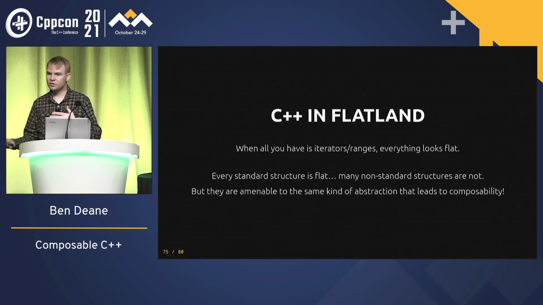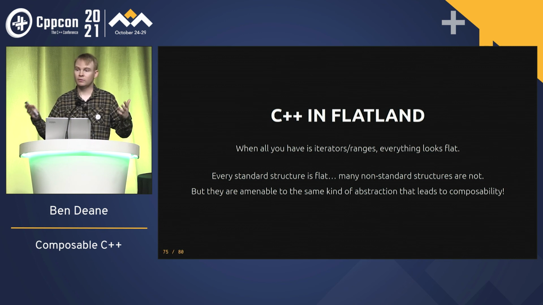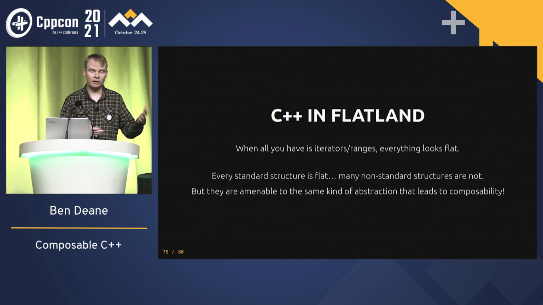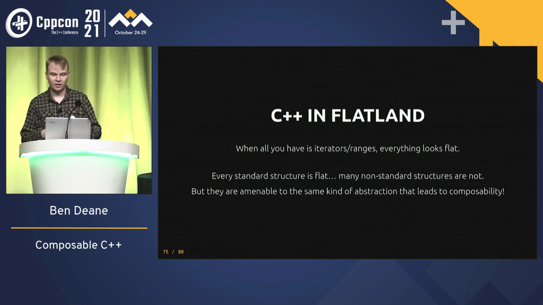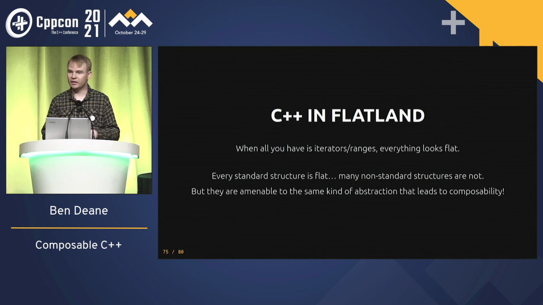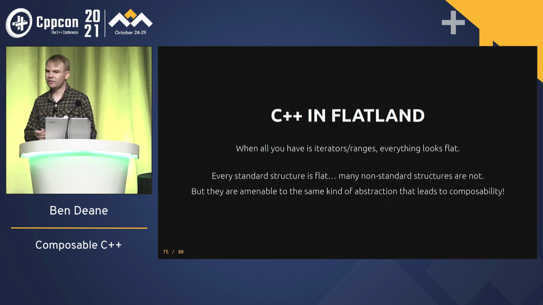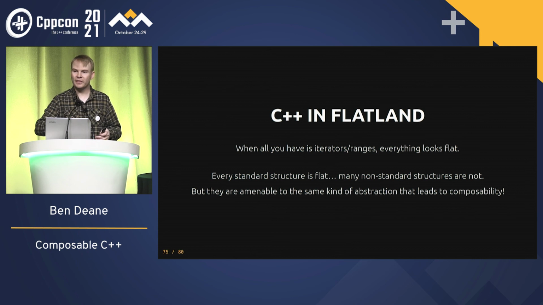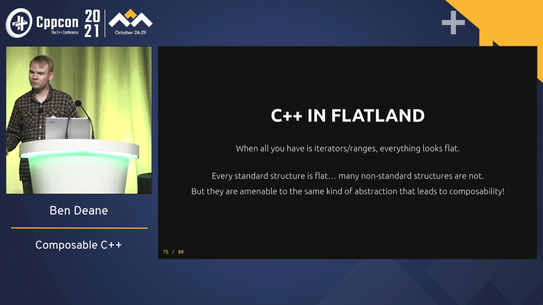So iterators are great. They decouple, and ranges are great. They decouple algorithms from data structures. But fundamentally in C++, we live in flatland, right? And in fact, most things are not flat. And that sounds weird to say because most things in C++ are flat, but they are that way because we think that way, because we've been trained to think that way.